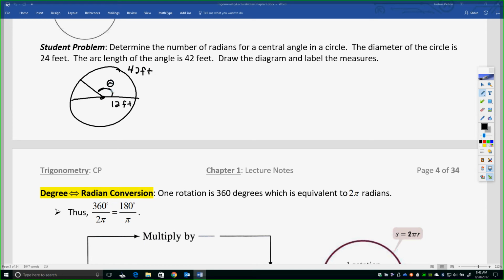Okay. So therefore my theta measure in radians is S over R, which is 42 feet over 12 feet. Cancel, cancel, which gives me 3.5 radians.